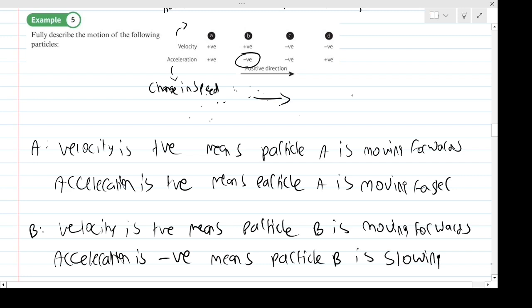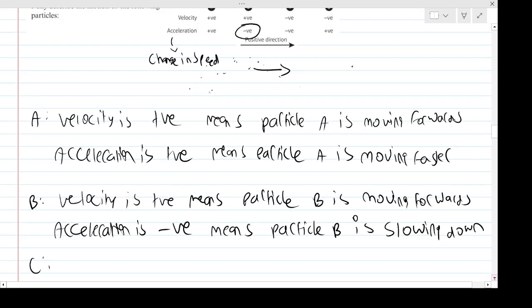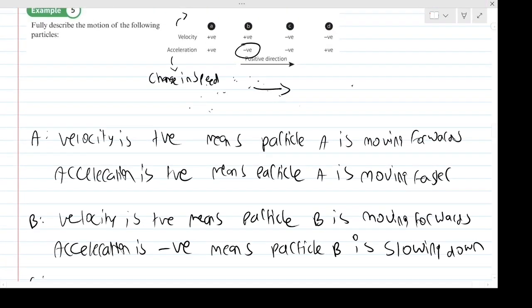There we are, it's slowing down, okay? So it's still moving forwards, it's still moving at speed, but it's starting to slow down. Okay, particle C now, we are told, in this example, that both the velocity and the acceleration are negative.